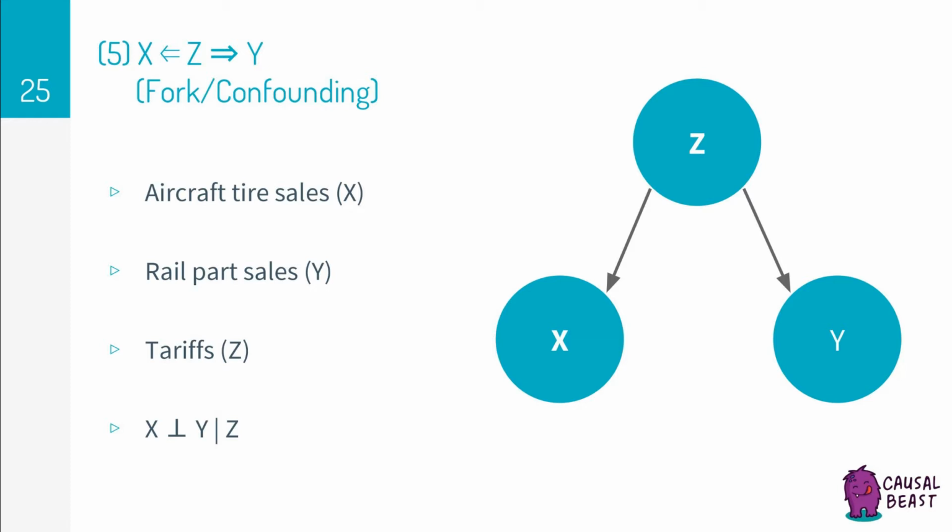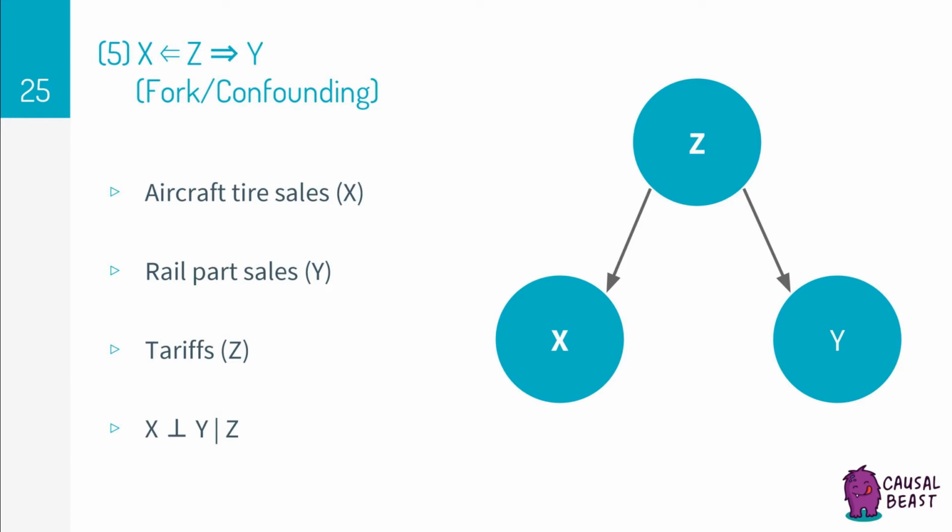on China is represented by variable z, and the sales of those two products, aircraft tires and rail parts, which are both affected by the tariffs, are variables x and y. So what the graph tells us is that the changing status of the tariffs causes variation in sales of Chinese aircraft tires and rail parts. More concretely, tariffs imposed on China cause both Chinese aircraft tires and rail parts sales to go down. And the absence of a tariff conversely causes both Chinese aircraft tires and rail parts sales to go up.